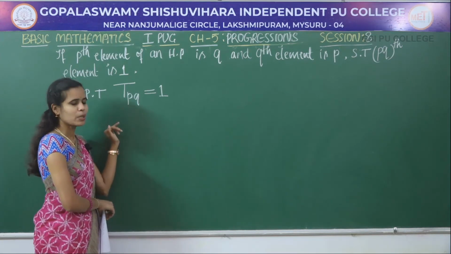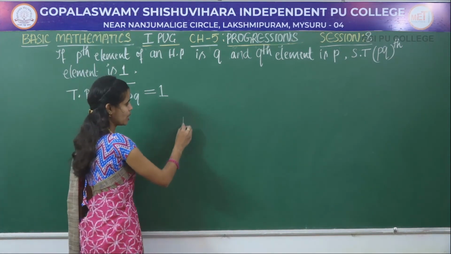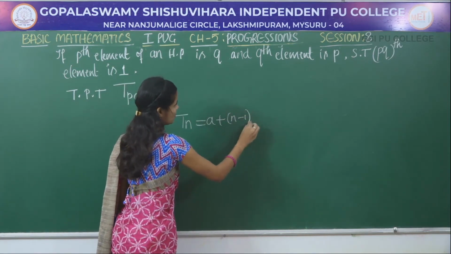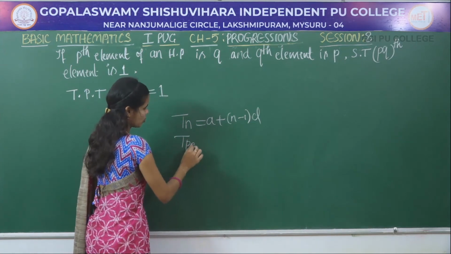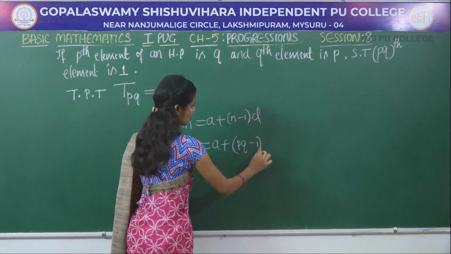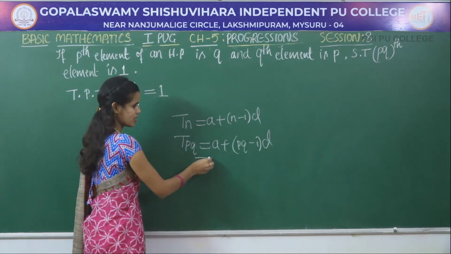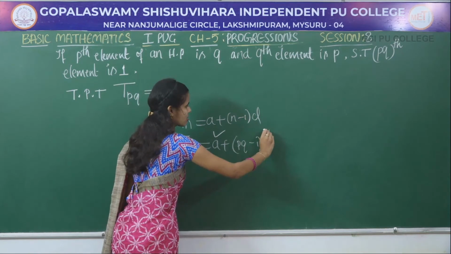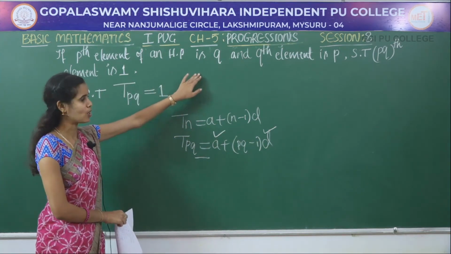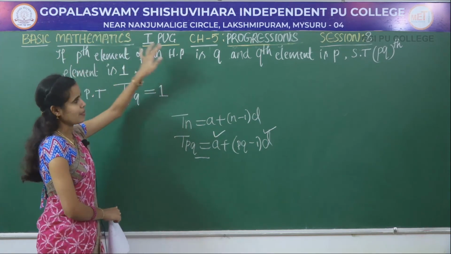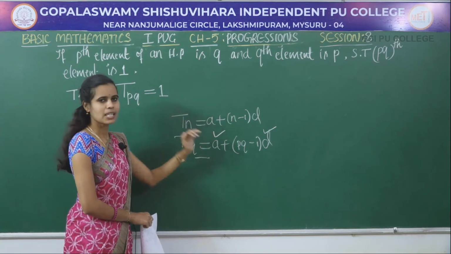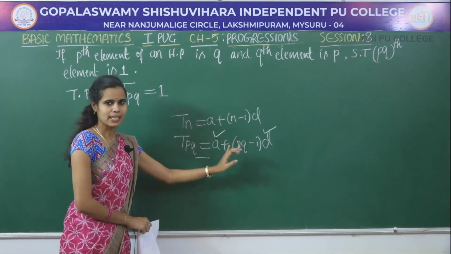So Tpq means, we know the formula to find the nth term is a plus n minus 1 into d. So we want Tpq, means a plus, n is p into q, minus 1 into d. So to prove this is equal to 1, first let us find out the values of a and d using the given conditions. Here the given conditions are the pth element is q and the qth element is p. So using these two conditions, we want to find the values of a and d.